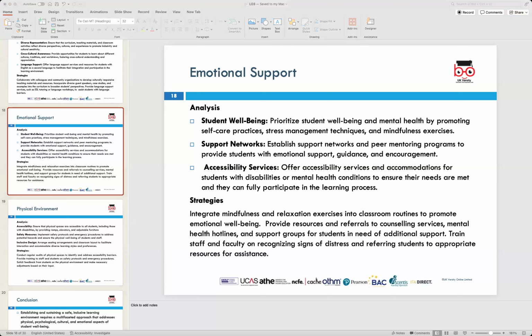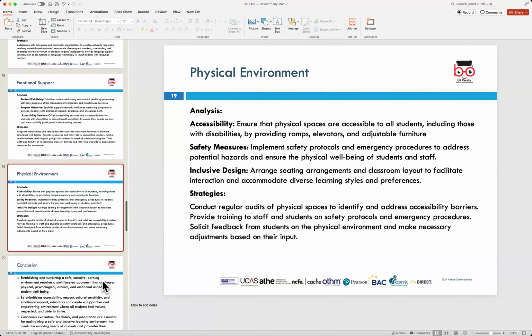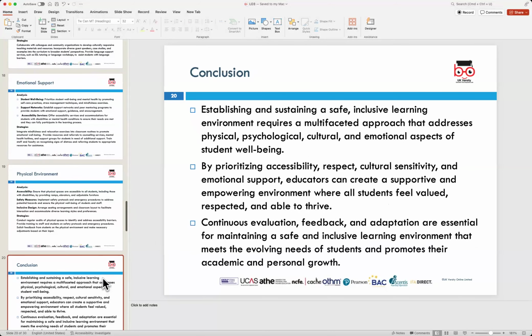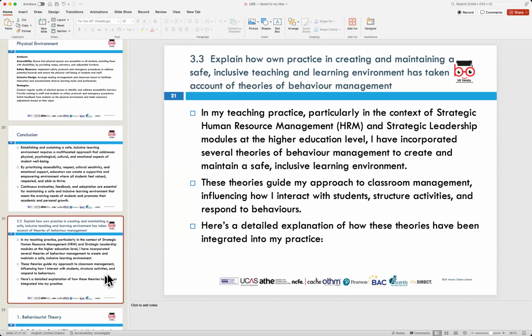It is also looking at keeping them away, let's put it this way, from conflicting situations. Is that okay? So here the idea is to talk about 3 or 4 main points in terms of how you would look at building a safe, inclusive learning environment as far as the classroom is concerned.